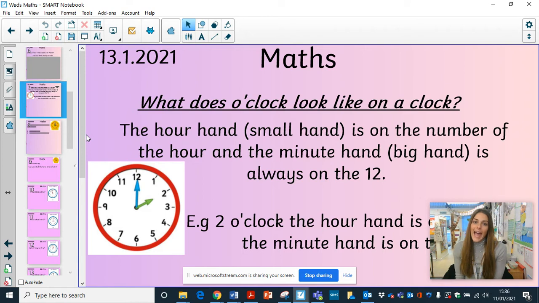The hour hand, this is really important, is the smaller hand. You can see on the screen, that's the green hand. And that green hand goes on the hour. You say what the hour is, so it is 2 o'clock. The minute hand is the big hand and is always on the 12 at the top. On my clock here, you've got your hour hand, which is the smaller red hand, and your minute hand is your tall, big blue hand. The time here is pointing to 2, so it's 2 o'clock.